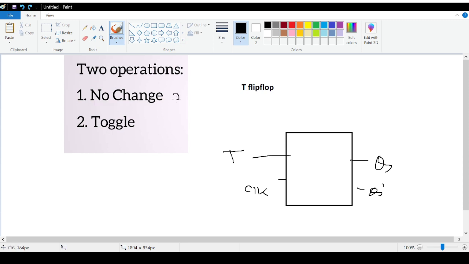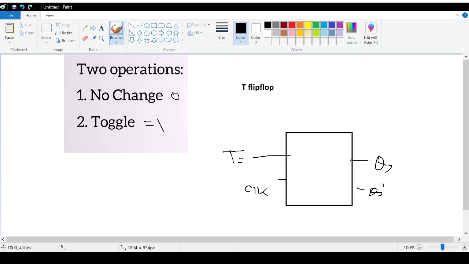So if I pass 0 through my T flip-flop, everybody please notice how this works. If I pass 0, then initially if 0 was stored inside my flip-flop, then Q will remain as 0. If 1 was stored inside my flip-flop, then Q will be 1. So if I pass 0, it matters what was previously stored inside my flip-flop. If I had 0 stored inside it, then it will remain as 0. If I store 1 inside it, then it will remain as 1.